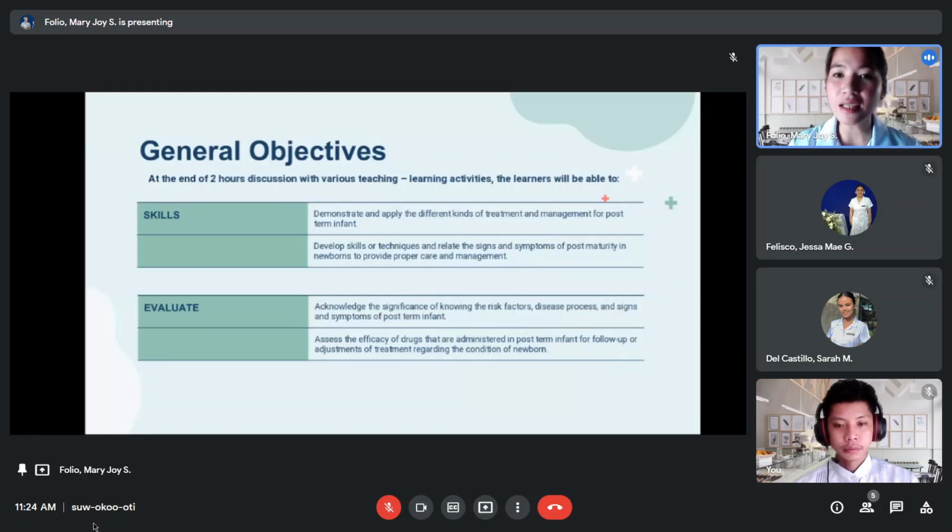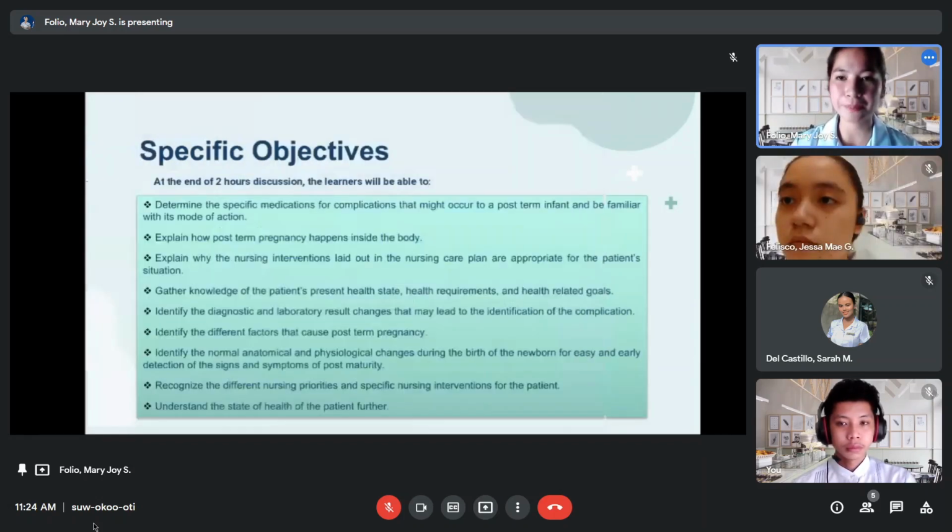Then for the skills, demonstrate and apply the different kinds of treatment and management for a post-term infant, then develop skills or techniques and relate the signs and symptoms of post-maturity in newborns to provide proper care and management. Then for evaluation, acknowledge the significance of knowing the risk factors, the disease process, and signs and symptoms of a post-term infant, and assess the efficacy of drugs administered in a post-term infant for follow-up or adjustment of treatment regarding the condition of the newborn.